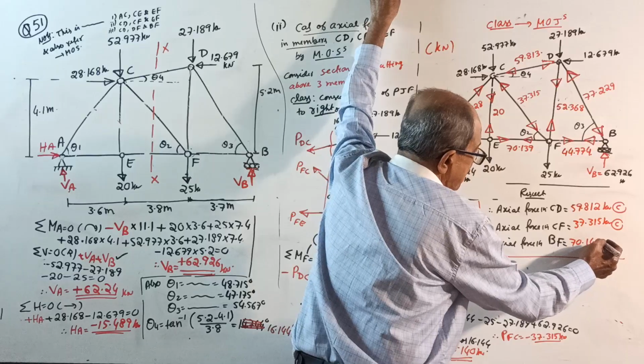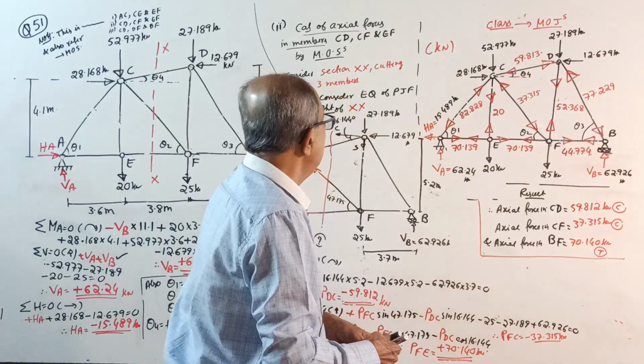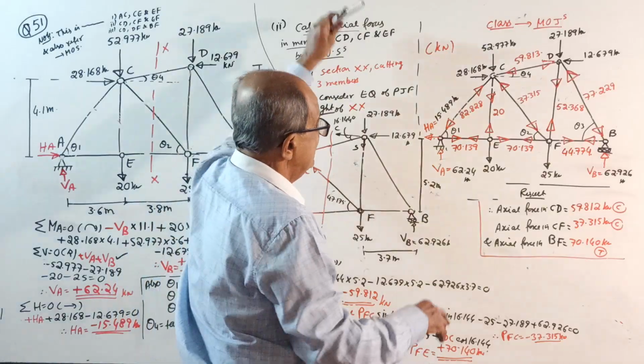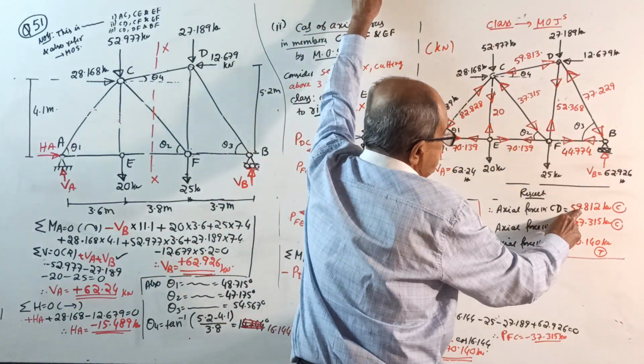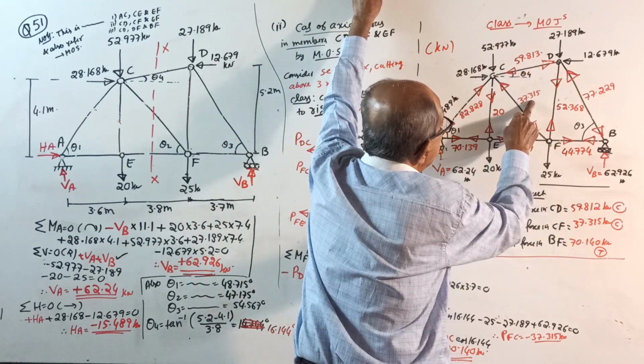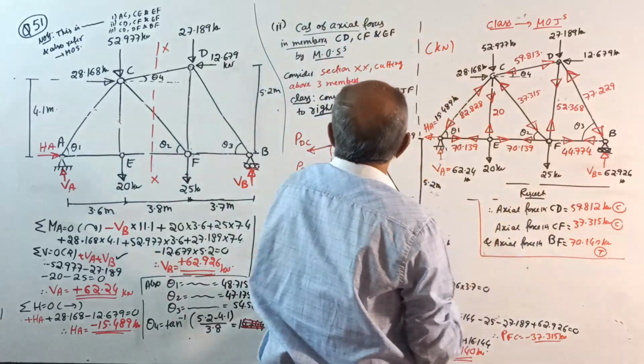140. Don't think that I am not explaining nowadays. It is already over thousands of times. See, sigma V, sigma H, you can do it. Now, check the answer. CD, 59.812, okay, 813, 37.315, see, 70.140, 139, 140, okay.